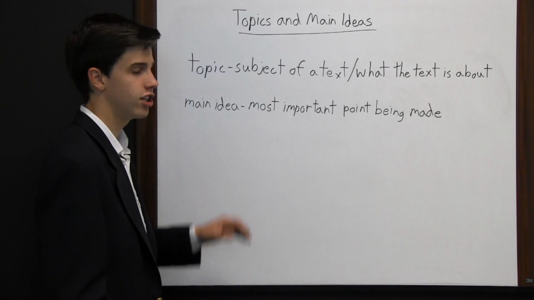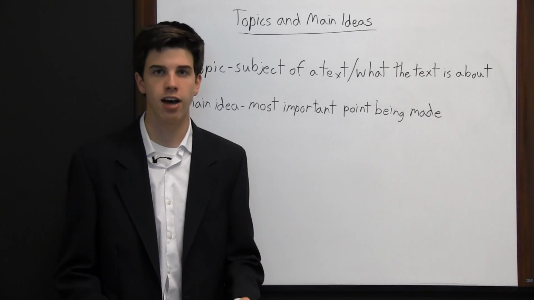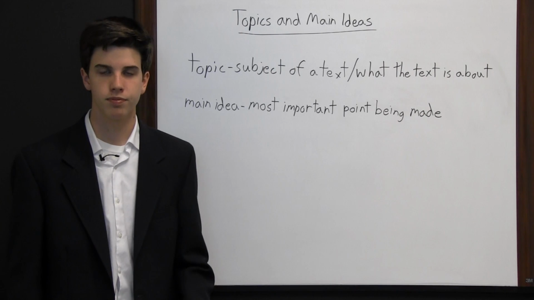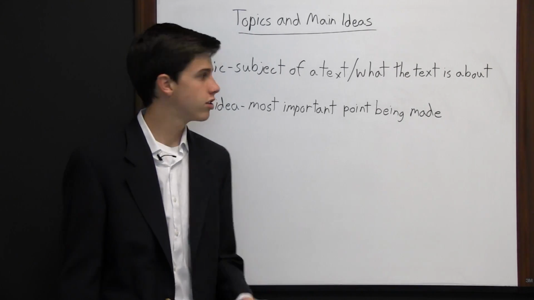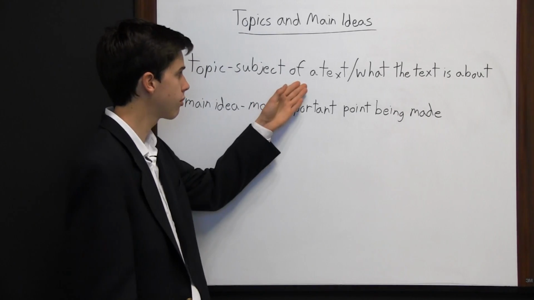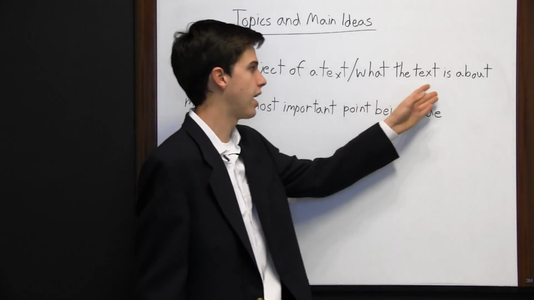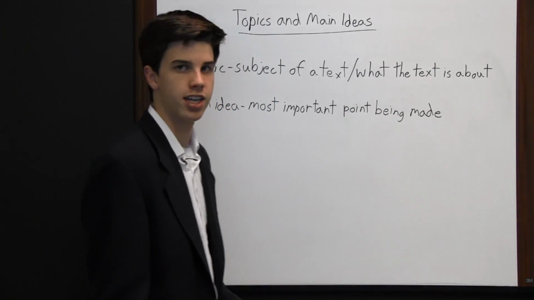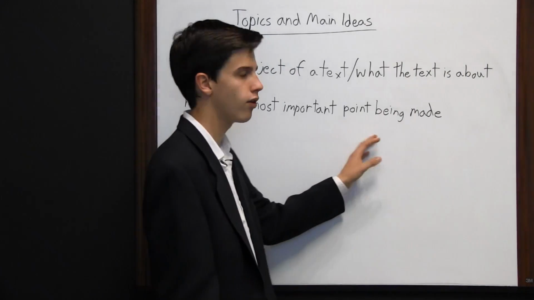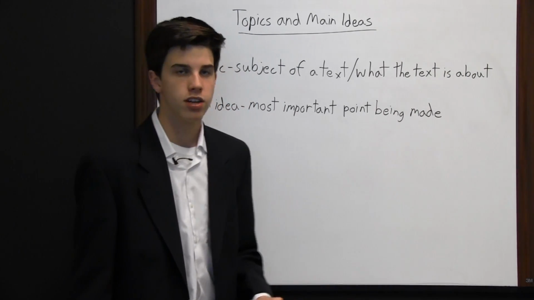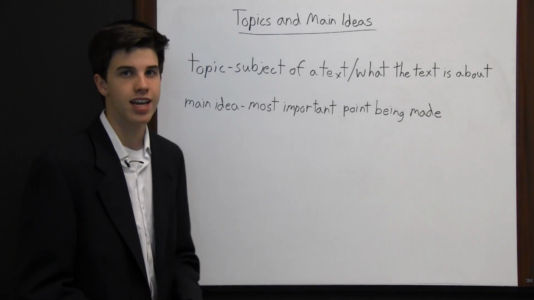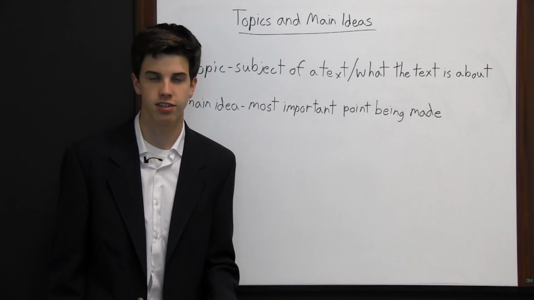A topic is very general. A topic is not specific at all. It just gives an overview of what the paper or the paragraph is about. So the topic of a paper could just be tennis. That's the subject of the text, or the text is about tennis. But the main idea is more specific. The main idea is like a thesis statement. It's the most important point being made in the paper. So while the topic might be tennis, the main idea would be tennis is a good form of exercise.